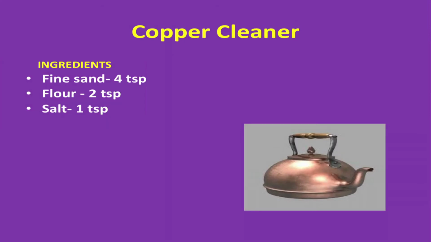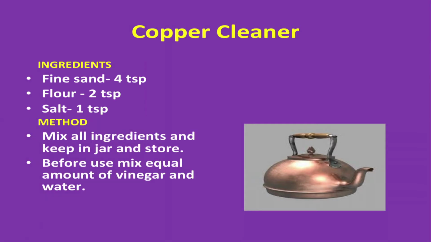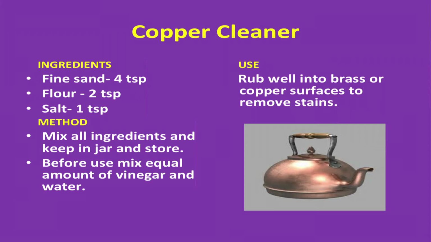Copper cleaner. Ingredients are fine sand 4 teaspoon, flour 2 teaspoon, salt 1 teaspoon. Method: mix all ingredients and keep in a jar. Moisten a small amount of above mixture to a paste by using equal amounts of vinegar and water. The use is: rub well into brass or copper surfaces to remove stains.